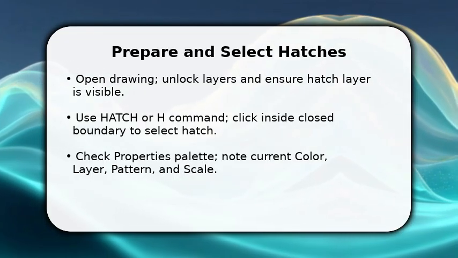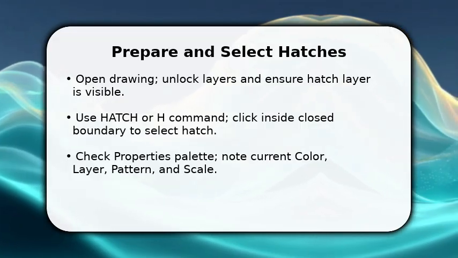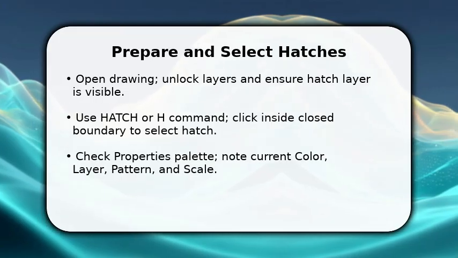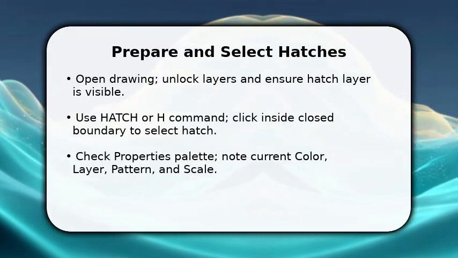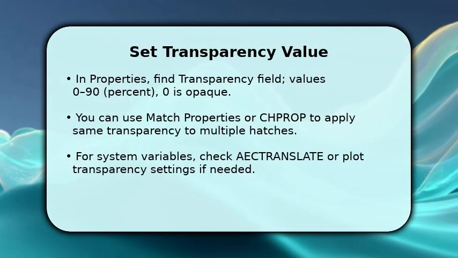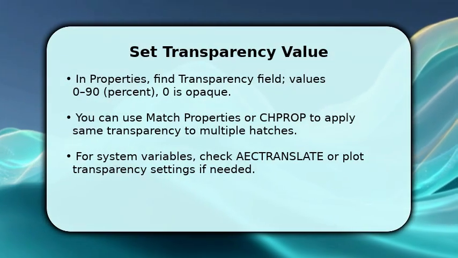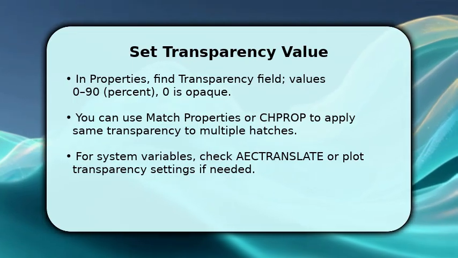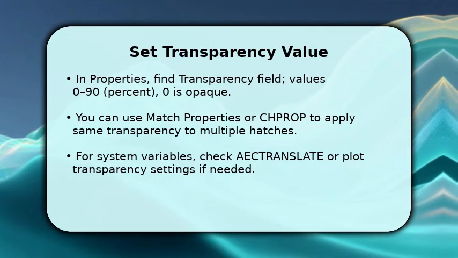Once selected, pause to verify its color, pattern, and layer because transparency interacts with color and plot style. So making those choices first prevents unexpected visual results later. Now you change the hatch. In the Properties palette, locate transparency and enter a percentage from 0 to 90. Lower numbers are more opaque, higher numbers more translucent.